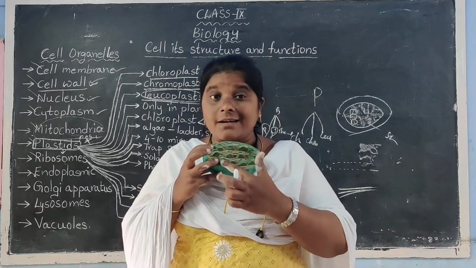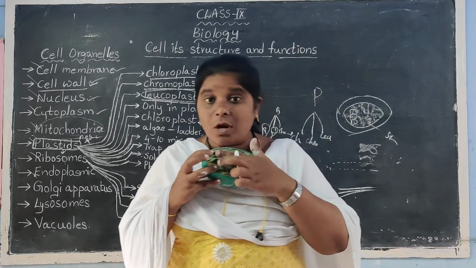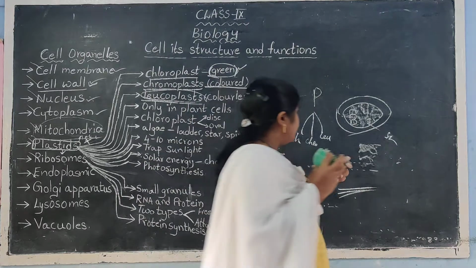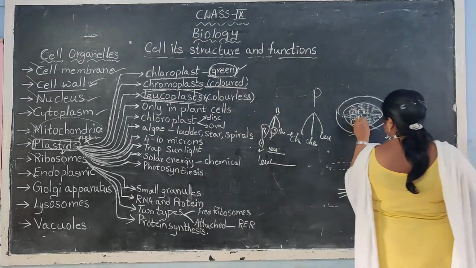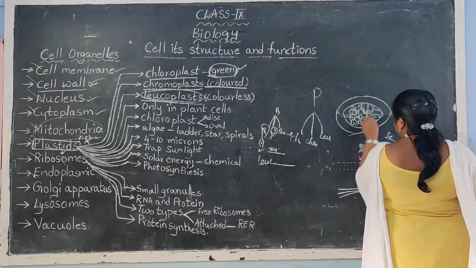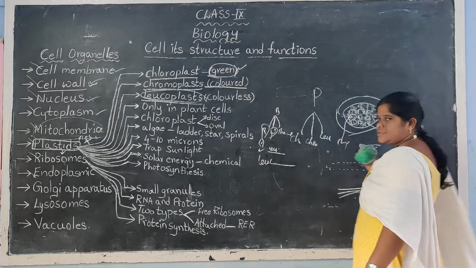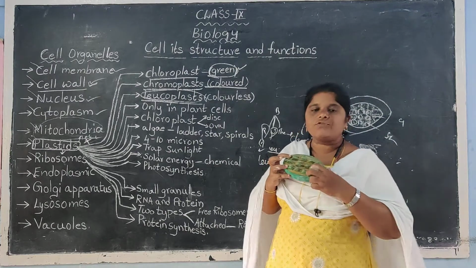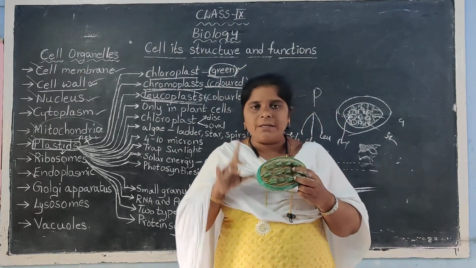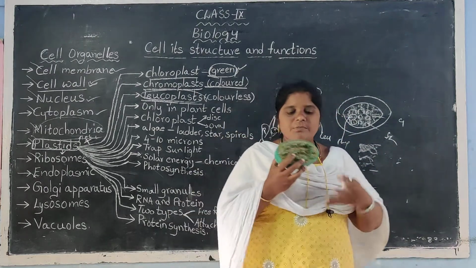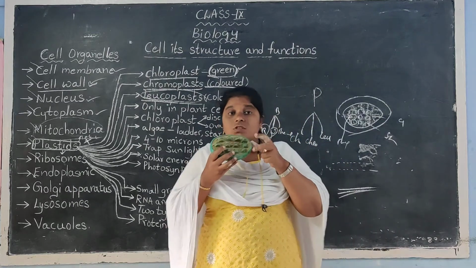These are called grana. All these piles together are called grana, and they are piled over each other with the help of thylakoids. They are connected to each other with the help of thylakoids. I hope you got my point. So it's a double membrane wall. The inner membrane is composed with a fluid.